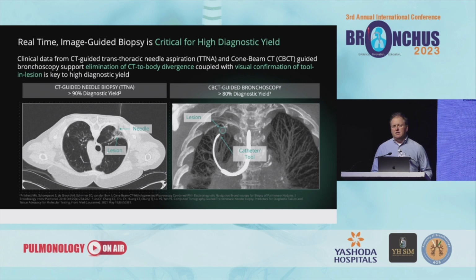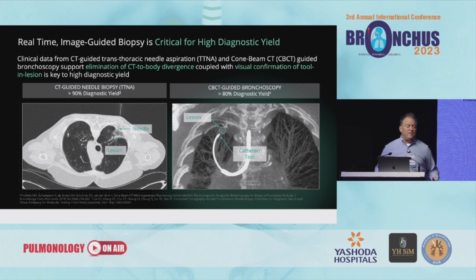Needle biopsy has always been, at least from a yield perspective, superior to bronchoscopy because they use real-time guidance. Sure, they have lots of complications, and sure, they don't stage the patient in the same procedure, so it's clearly an inferior procedure, but if I'm just talking yields, the ability to watch my needle go into the lesion and know the lesion is there is unbelievably valuable.